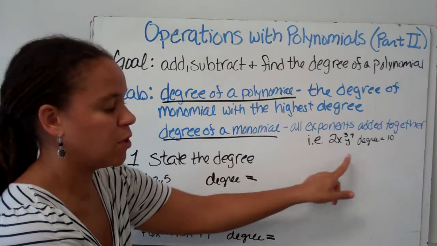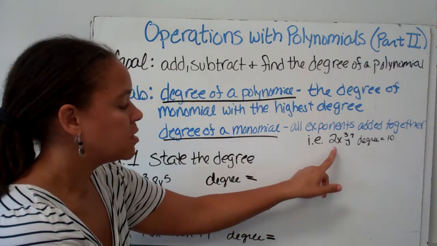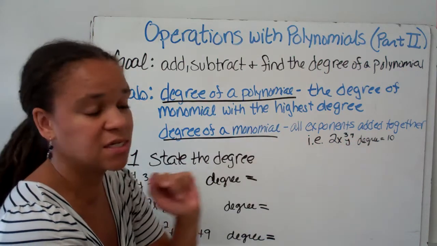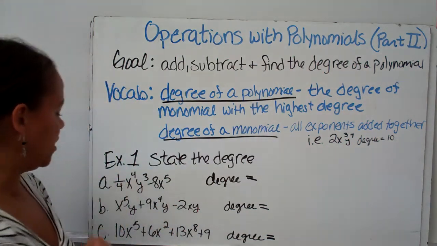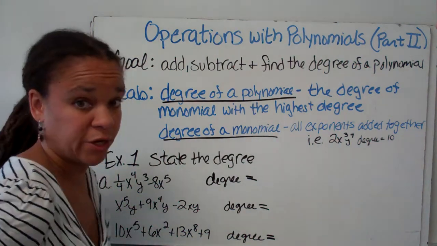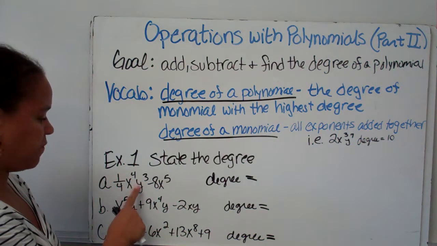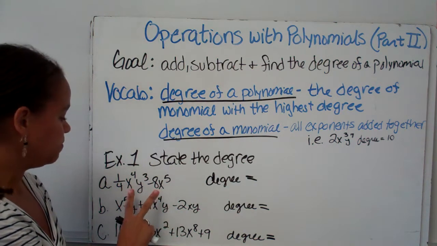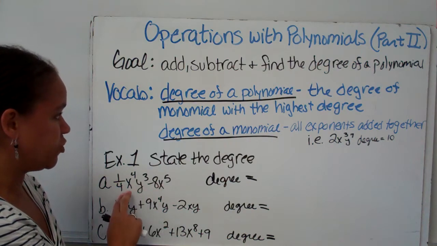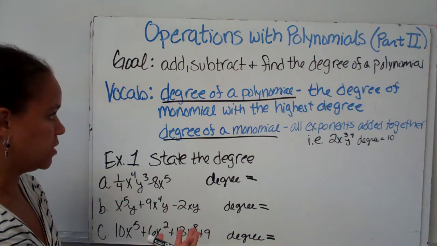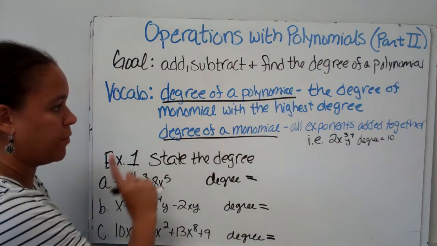So this is a monomial because there are no plus or minus signs. The degree here would be the exponents, 3 and 7, added together, so the degree would be 10. All right, so example 1, state the degree. We have a binomial here: 1/4 x to the 4th y cubed minus 8x to the 5th. So we have 2 terms, and we want to figure out which of these has a greater degree, and that's the degree we're going to use, because we're looking for the degree of the monomial with the highest degree.